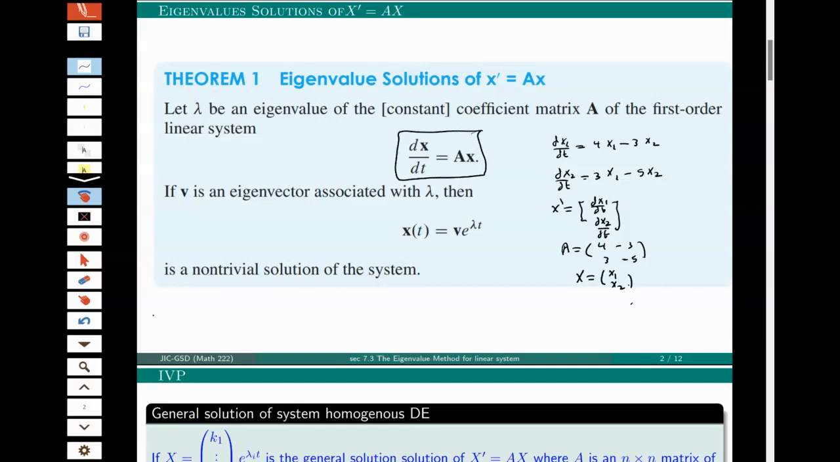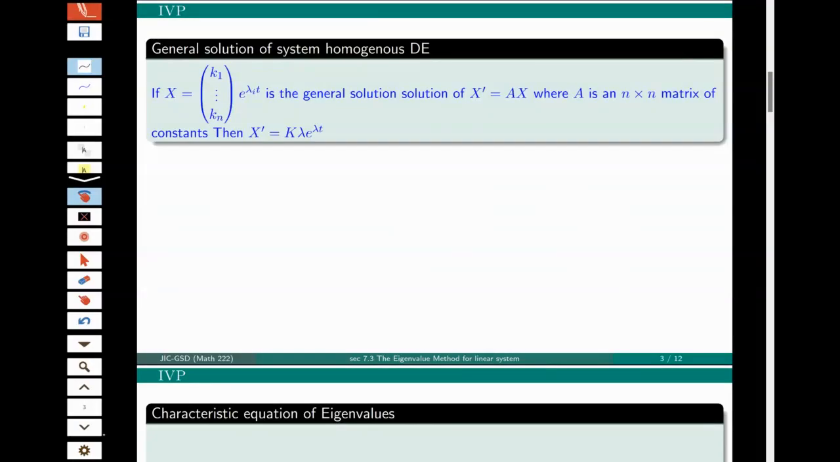Our independent variable is always t, that's why we will say there is a solution, which is the eigenvector times e to the power the eigenvalue times t. That's what we call a solution of the linear system, which is a generalization of what we have done in section 5.3, which is homogeneous differential equation.